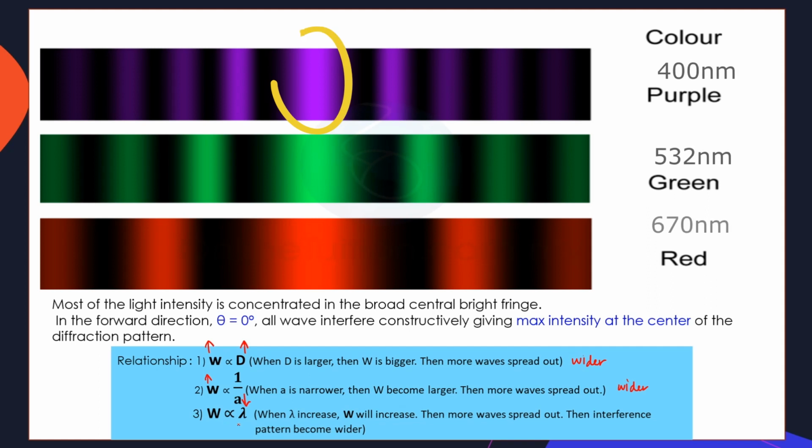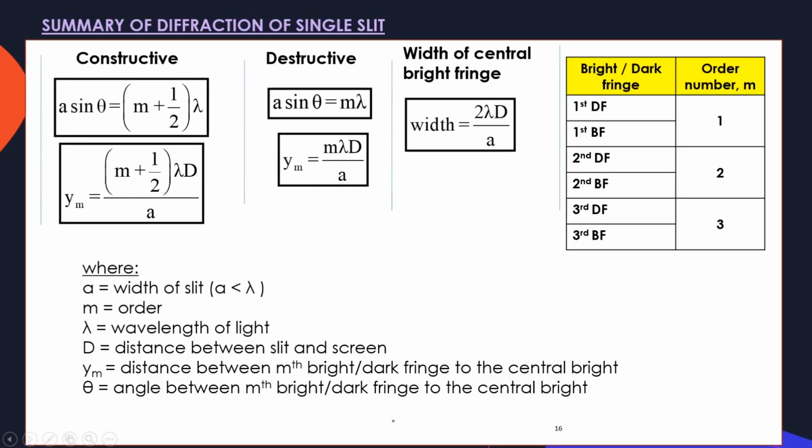So now W is directly proportional to lambda. So when lambda is increased, W is also increased, so the interference pattern also becomes wider. Okay, alright. So this is the summary of this part, which is 8.5.